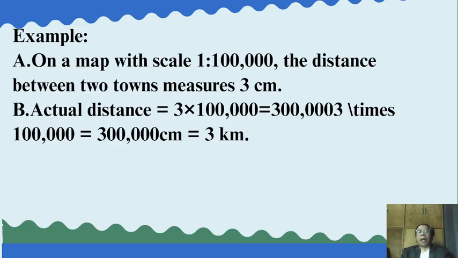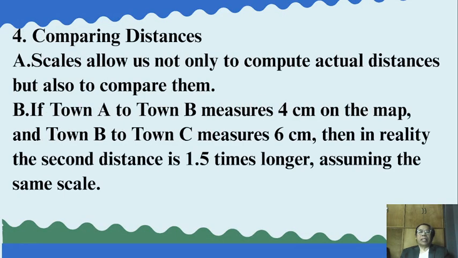Example, on a map with a scale 1:100,000, the distance between two towns measures 3 centimeters. So therefore, the actual distance is 3 times 100,000, which is equal to 300,000 centimeters, equivalent to 3 kilometers.